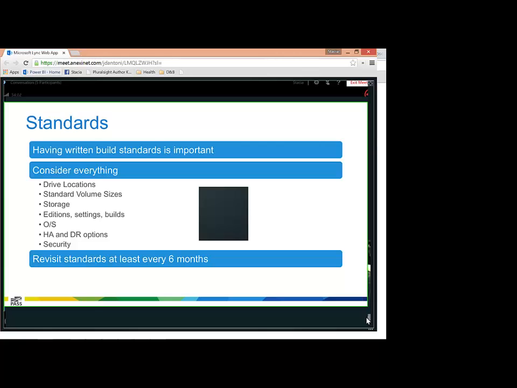HA and DR options, so this kind of ties into having a DR plan. But basically, set your tiers and what high availability and disaster recovery options you're going to go with. And then finally, security. Who's going to get access to your databases? And revisit these standards every 6 months. It used to be something you could kind of leave on the shelf until the next version of SQL Server came out. But especially in the cloud world, things change so fast now. You may have to check on these on a regular basis.